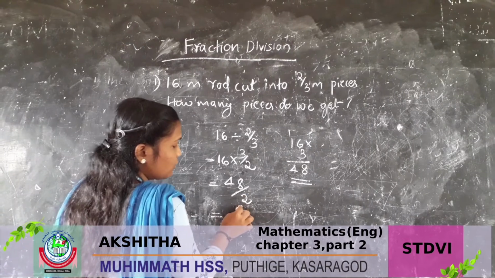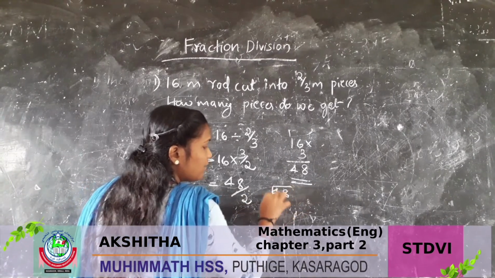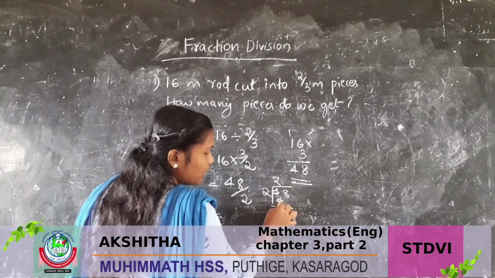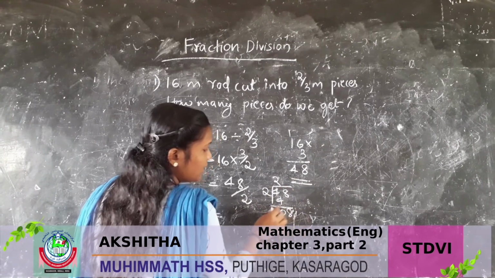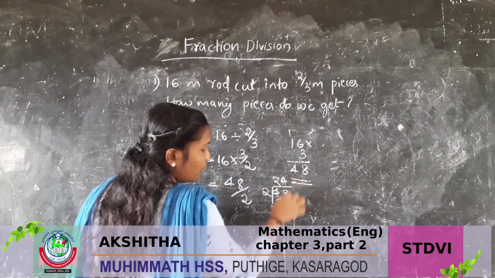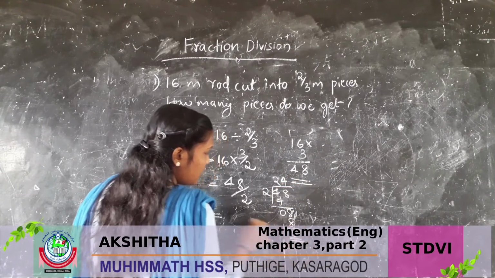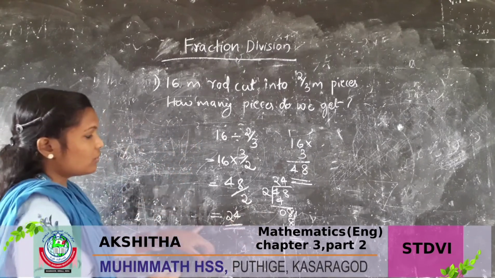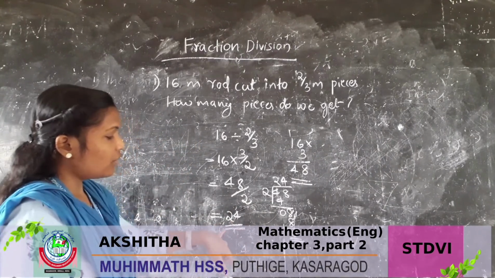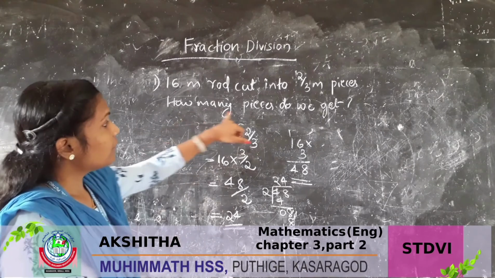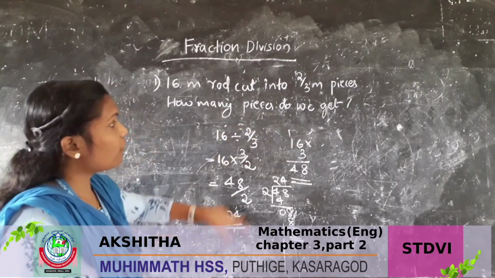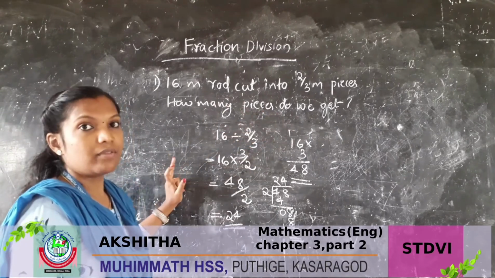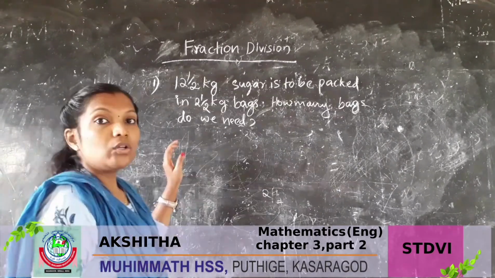48 divided by 2. 2 2s are 4. 4 minus 4 is 0. The same we should write here. 2, 4 times 8. What is the answer? Half of 48 is 24. So what is the answer? We will get 24 pieces. Okay, answer 24 pieces. Is it clear? Look at the next question.